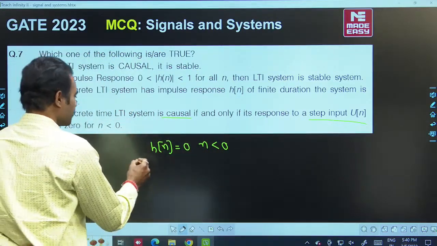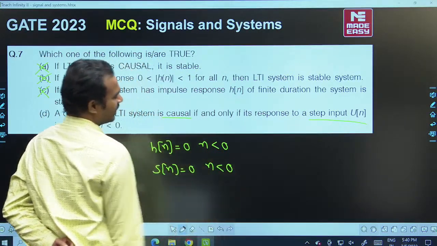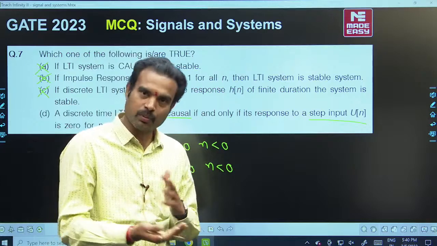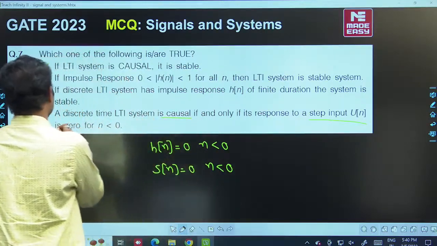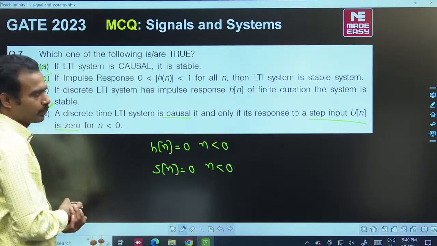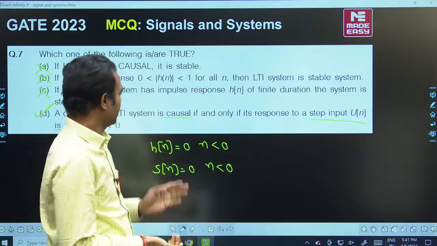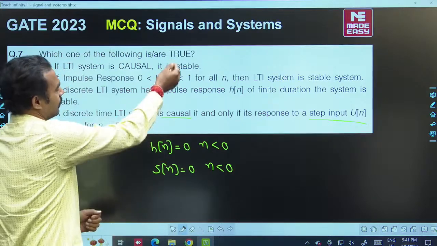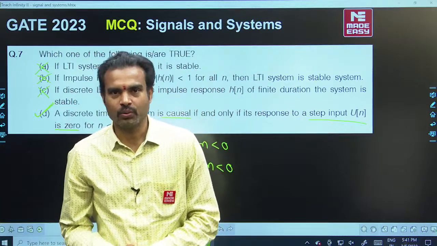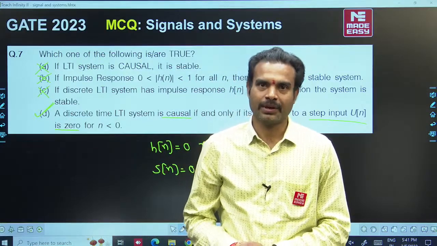So, if you talk about the step response, s of n is equal to 0 for n less than 0. So this condition will obviously be satisfied, such that the step response we have is 0 for n less than 0. So, that is why this option is true. This was the given condition for the system to be causal. Therefore, the step response must also be causal. Okay. So, thank you. This is about the GATE 2023 memory based questions of signals and systems.